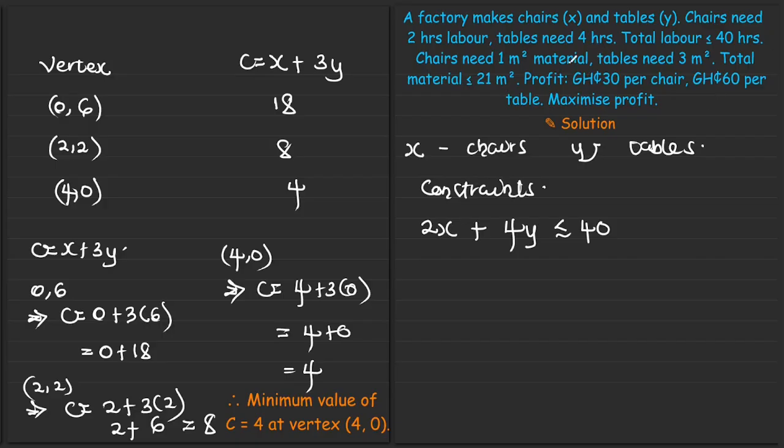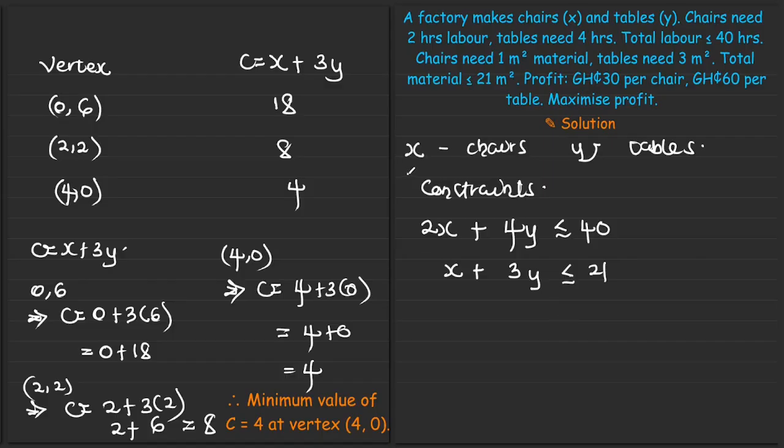Then there's another constraint we can get, in terms of the materials. With respect to the materials, we need 1 meter squared for a chair, so that is 1x, but for 1 we don't actually write it. So we have x, plus the quantity of material needed for a table, which is 3, so 3y. And all together should be less than or equal to 21. So these are our constraints.